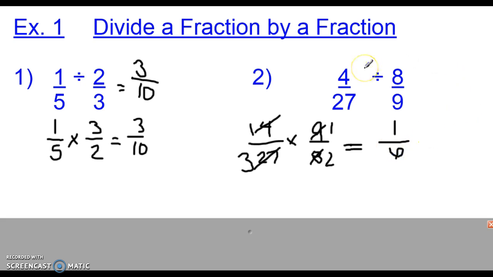Now a mistake that a lot of people make is they'll try to simplify across before they change it into a multiplication problem. So when it's written as a division problem, you can't cross simplify. You can only do that when you have it written as a multiplication problem.